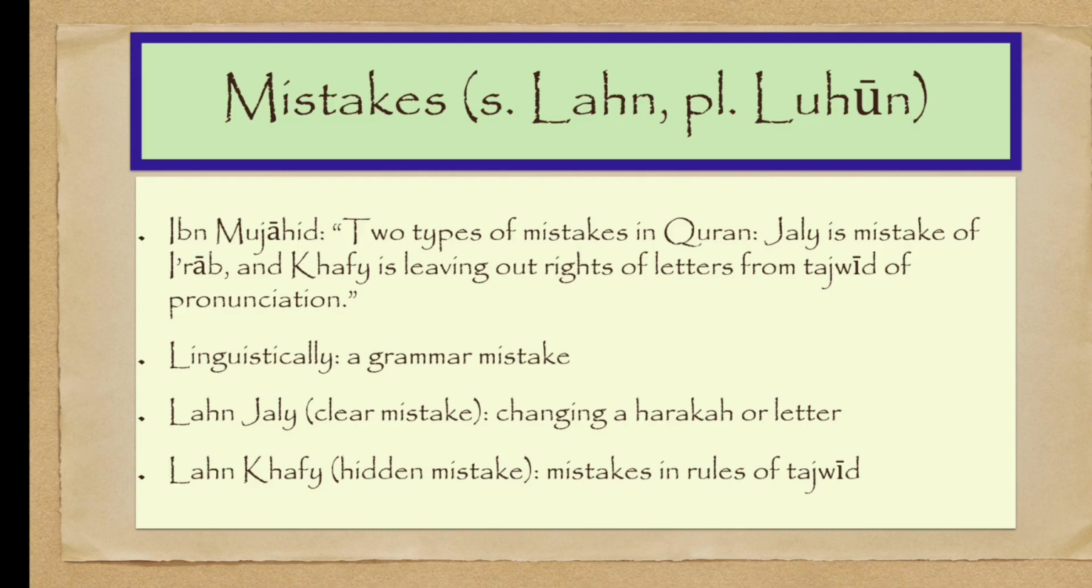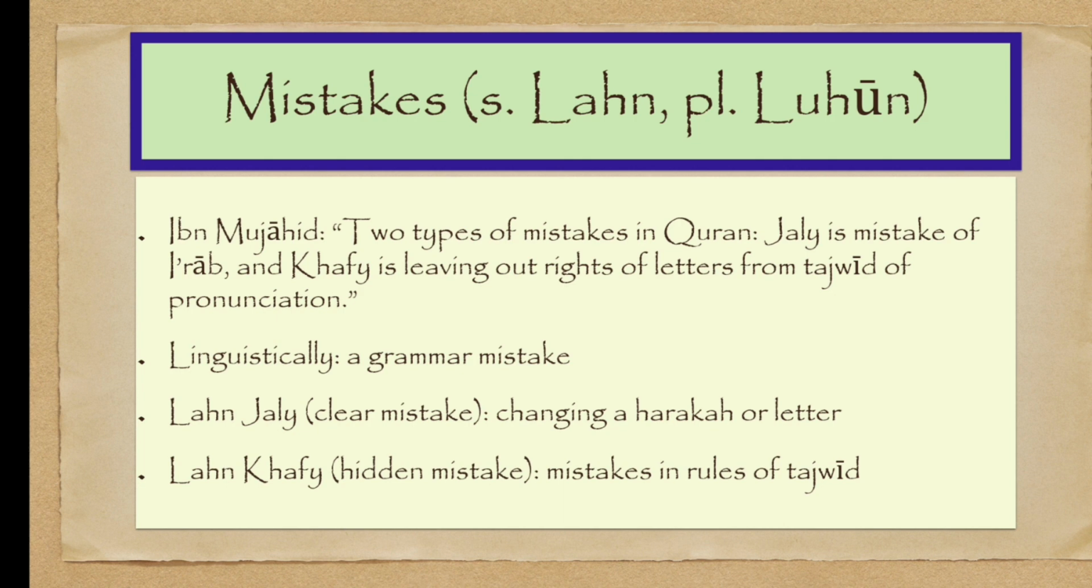Okay, so he said that there are two types of mistakes in the Quran. Jali is a mistake of i'rab, and Khafi is leaving out the rights of letters from Tajweed of pronunciation. So we'll go into the words jali and khafi here to explain better what he's referring to. Linguistically, lahn means a grammar mistake.